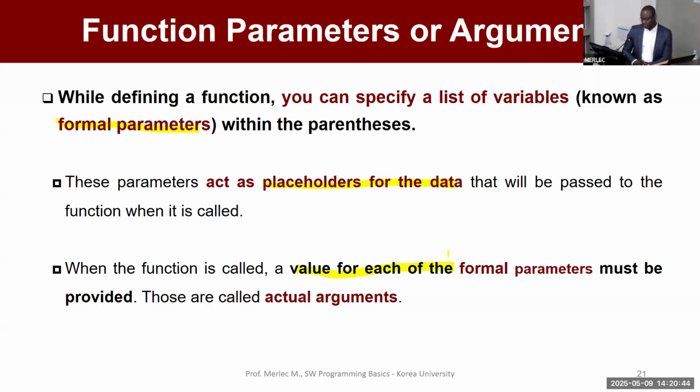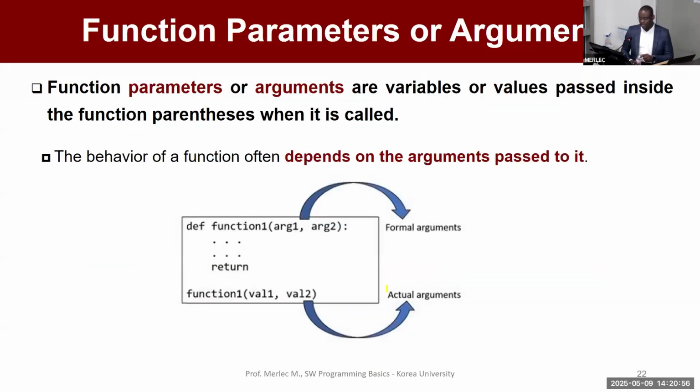So the values you send to the function that will be mapped with the formal parameters are called actual arguments, because they can change. They can change depending on the situation, depending on the input you are sending to the function.